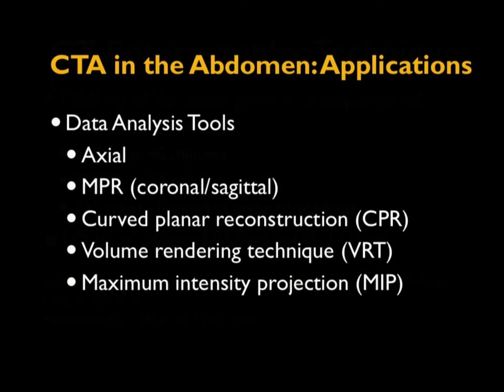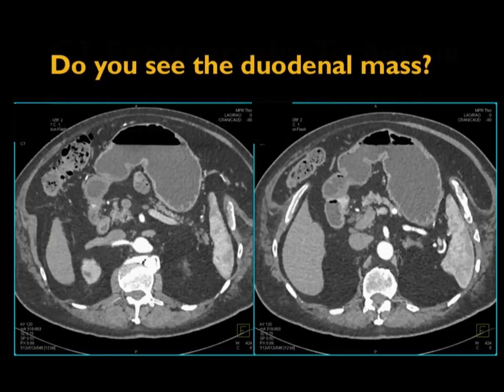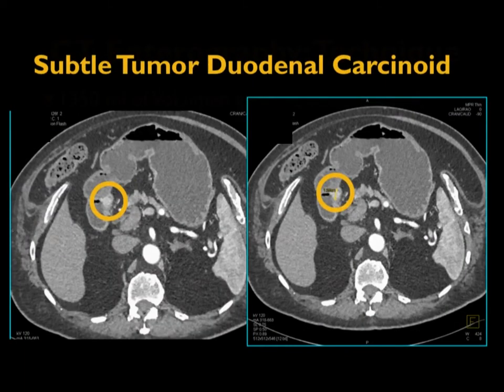If I look at this case, this was read as negative, and I'm asking you, do you see a duodenal mass? And the answer is maybe, maybe not. If you look really carefully at the second portion of the duodenum, you see, as I have a line there, a couple centimeter, or just a little bit over 1 cm, enhancing lesion, which is actually in the wall of the small bowel, and in the wall of the duodenum. It's not in the pancreas. And I'll just adjust the windows a little bit, and there you see it very nicely.